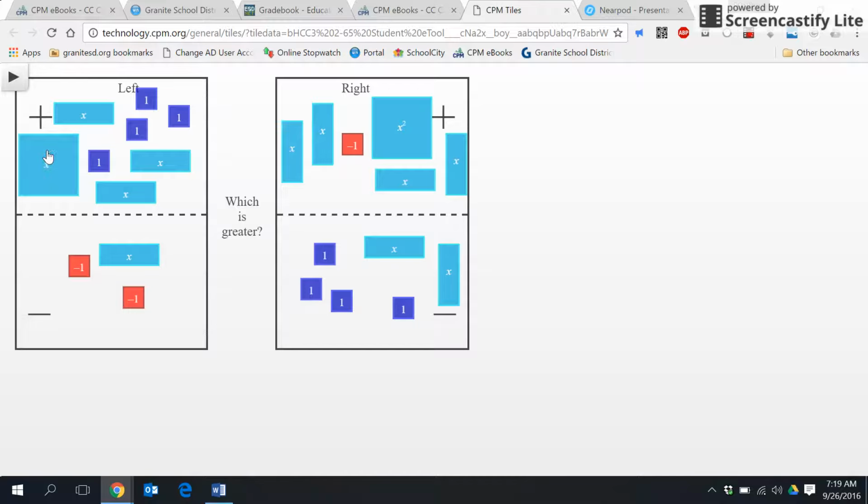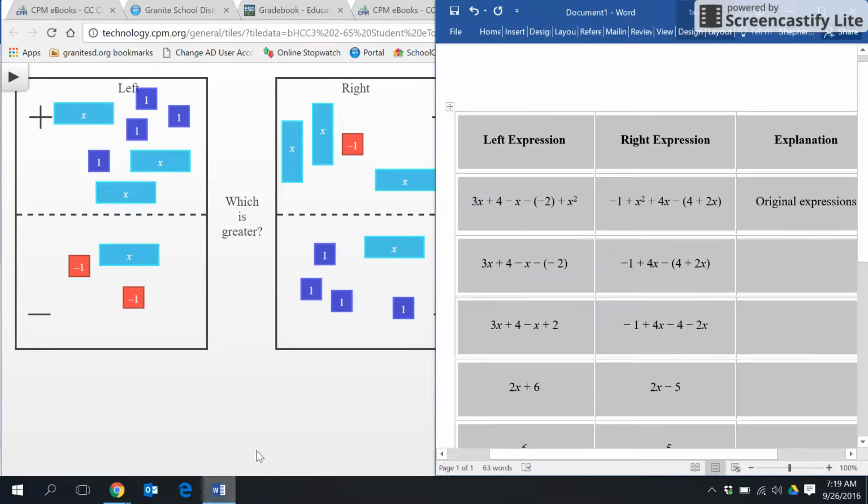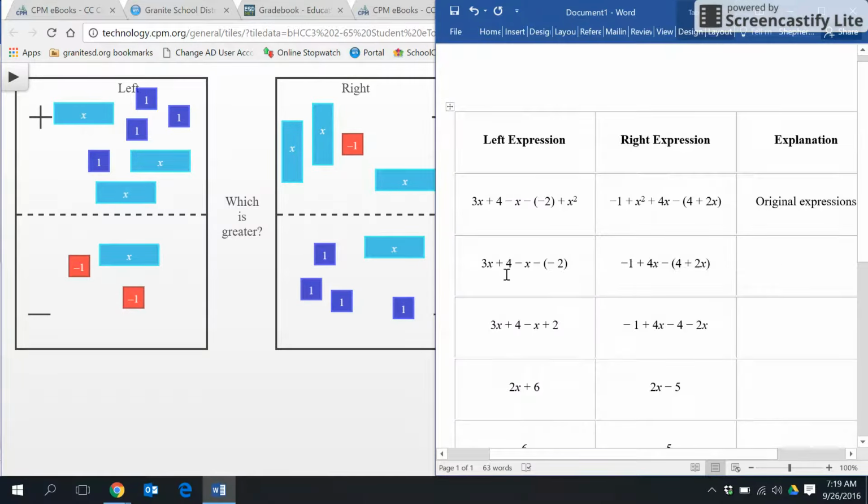I've got an x squared over here, and I've got an x squared over here. So it doesn't matter which one is bigger right now. If I'm taking the same amount off of both, then it should still be exactly the same. So now we're not even dealing with these. These do not exist. Now let's look at how that looks when we're justifying ourselves.